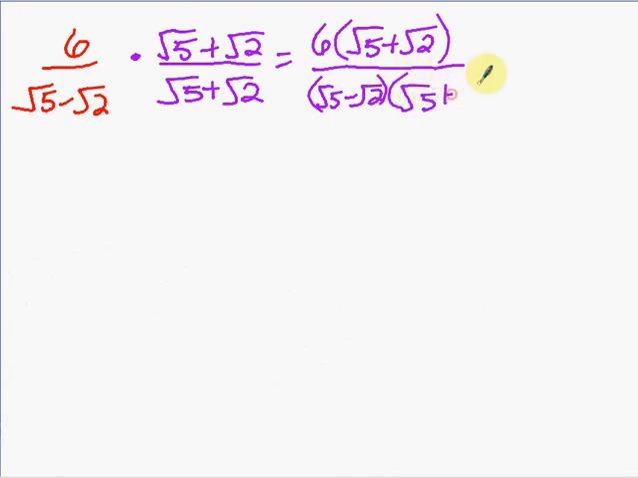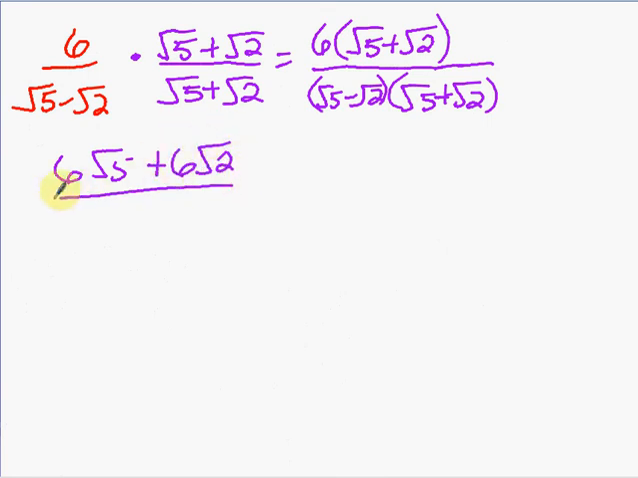Okay, we're set up to figure out what's going on here. So let's go ahead and distribute the 6. So we have 6 root 5 plus 6 root 2 over, now here's where the magic happens.